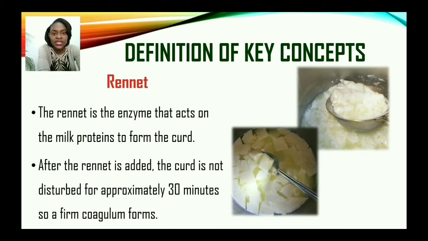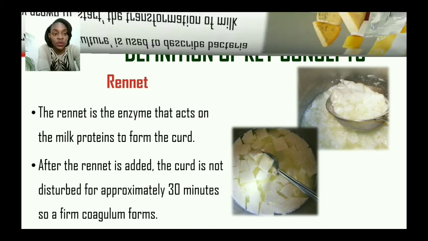Now let us look at what rennet is. Rennet is the enzyme that acts on the milk proteins to form the curd. After the rennet is added, the curd is not disturbed for approximately 30 minutes, so a firm coagulum forms. As you can see in the images as well, they are separating the curd from the whey, and the curd is what is used in cheese production.